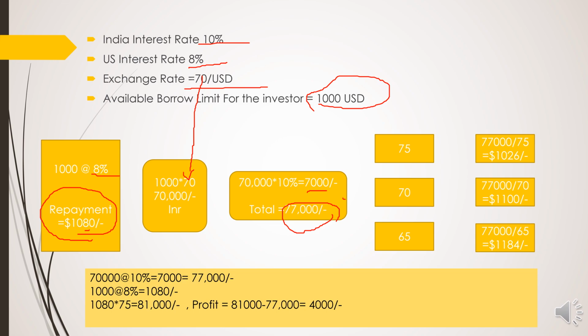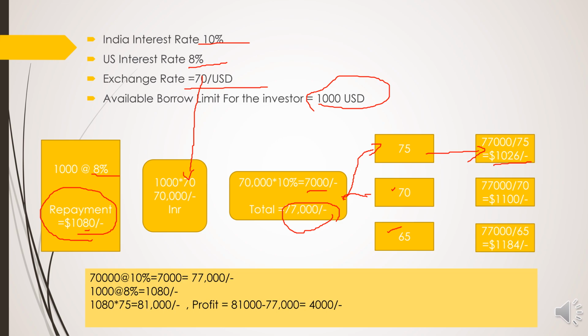Now different scenarios emerge as the currency rate can be different. The exchange rate can be 75, 70, or it can even be 65. Let's see how each scenario plays out. If the exchange rate is 75, he will get $1,026, and the figures are rounded for easier grasping.